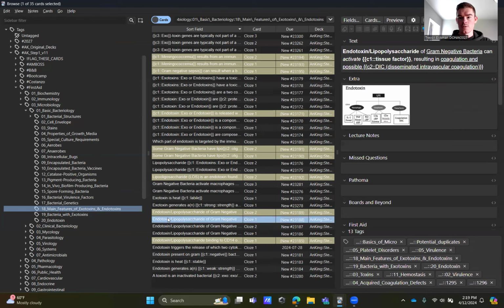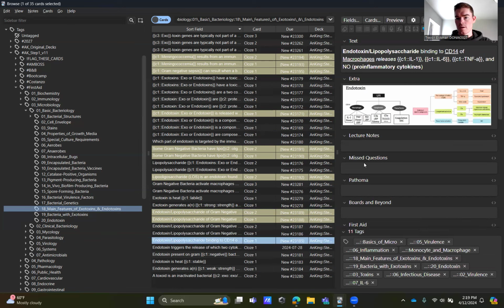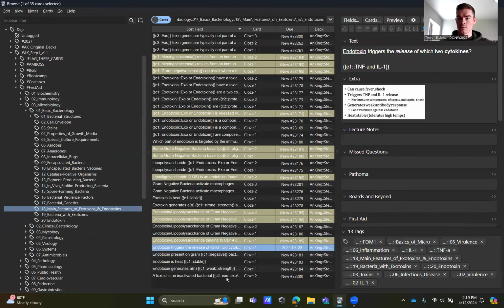Then you're going to skip over these 2 cards here talking about tissue factor, but pick up these ones about the complement system, and then skip over this one talking about the specific interleukin 1/6 and tumor necrosis factor alpha. And then you want to grab the rest of the cards in this category after that. So endotoxin triggers release of which 2 cytokines. That was from a way previous lecture. That's from FOM4, I think. And then down are good ones to have.